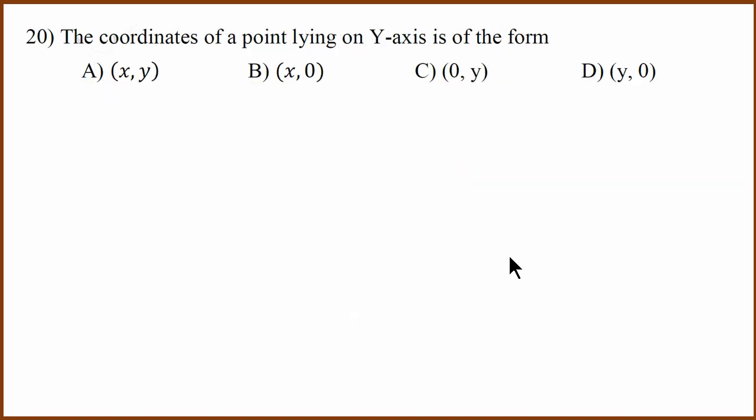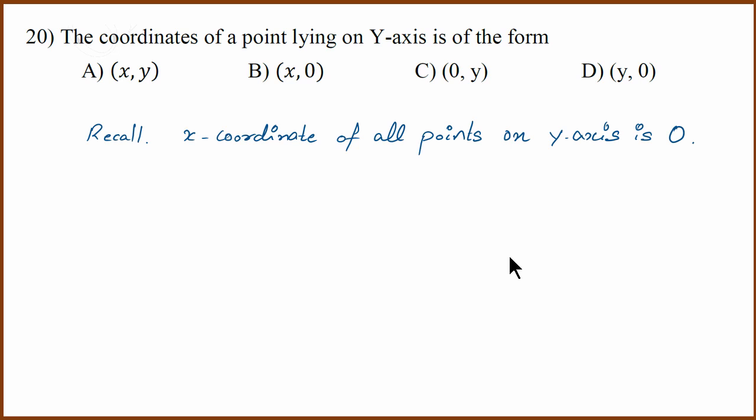This is a straightforward question. All points lying on y-axis will have their x coordinate as 0. X coordinate 0 ಆಗಿರುತ್ತೆ, which means the correct answer is C. x-axis ಅಲ್ಲಿ ಯಾವುದೇ ಪಾಯಿಂಟ್ ಇದ್ರೂ ಅದರದ್ದು x ವ್ಯಾಲ್ಯೂ 0 ಆಗಿರುತ್ತೆ.